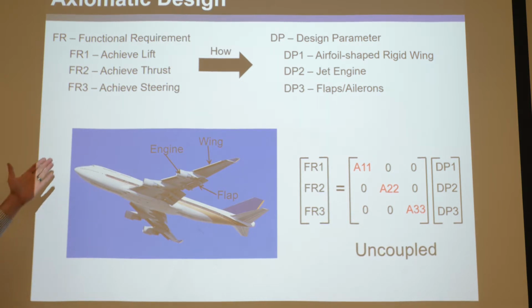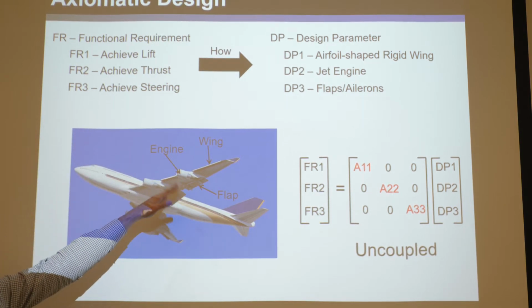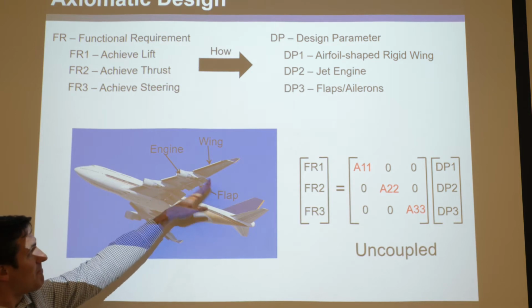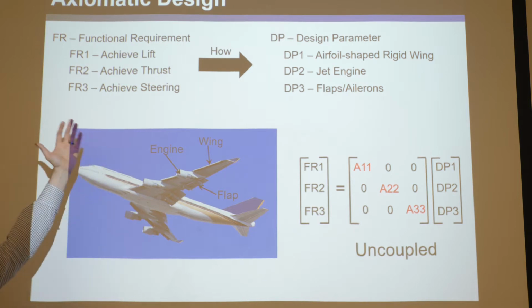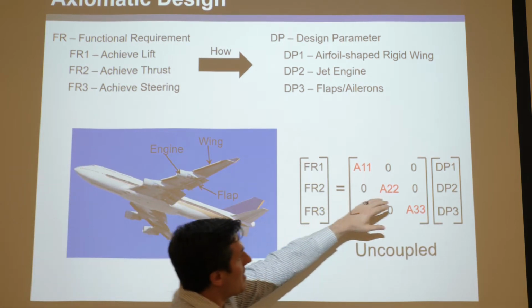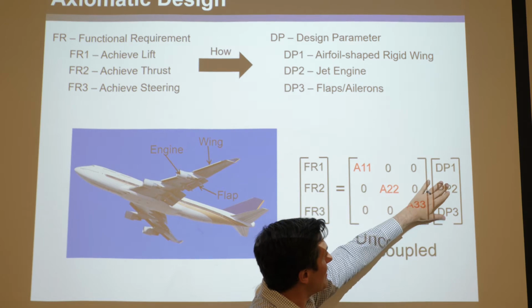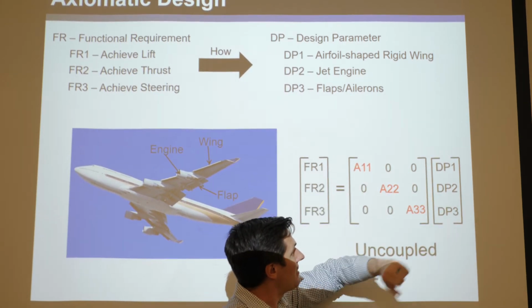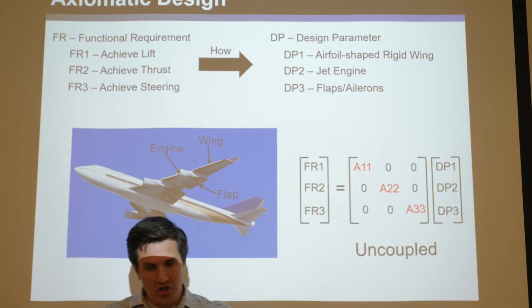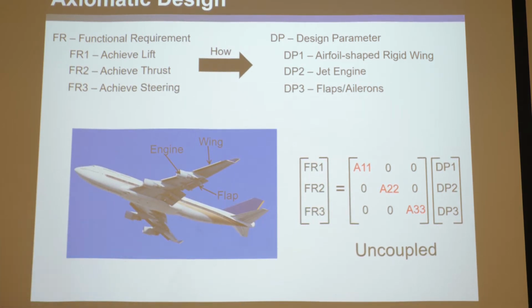Okay, and then your last thing is you want to achieve steering. Well, airplanes achieve steering by lifting up flaps and ailerons, so that when the wind hits it, the aircraft can steer. And again, those things don't help you achieve lift or propel you forward. Okay, so they're all independent, and so if you multiply this, you can see design parameters 2 and 3 don't influence FR1, just DP1, and vice versa. FR2 is only influenced by DP2.